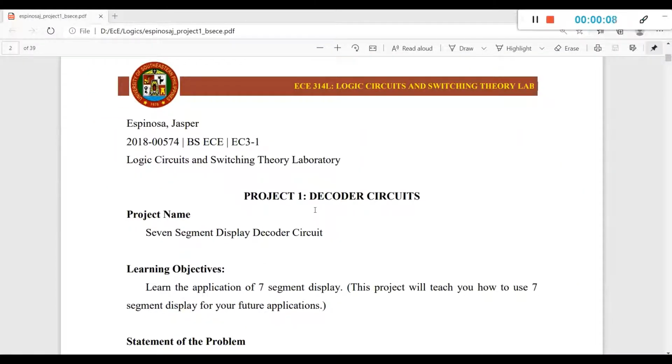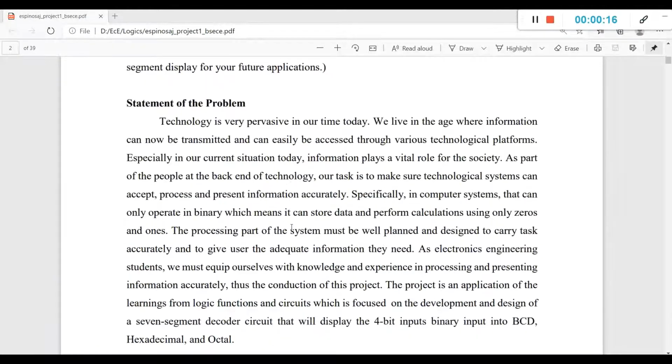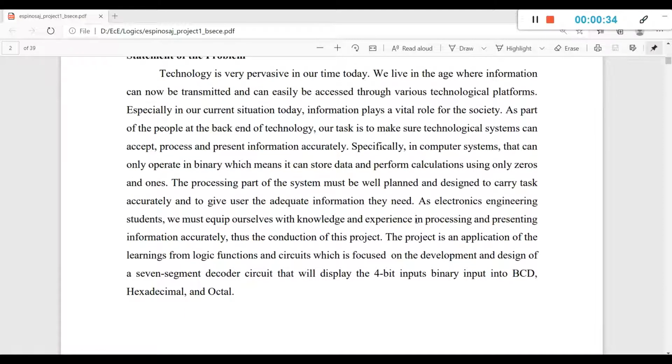Good day everybody. My name is Jasper Espinosa, and this is my output for Project 1, which is entitled 7-Segment Display Decoder Circuit. For the statement of the problem, technology is very pervasive in our time today. We live in the age where information can now be transmitted and can easily be accessed through various technological platforms. Especially in our current situation today, information plays a vital role for the society.